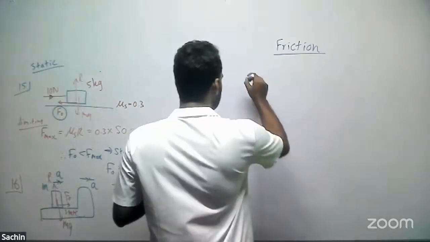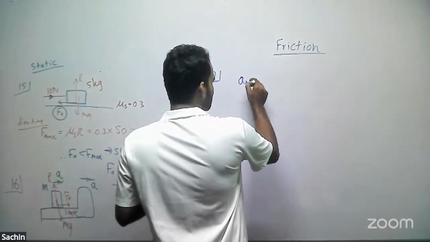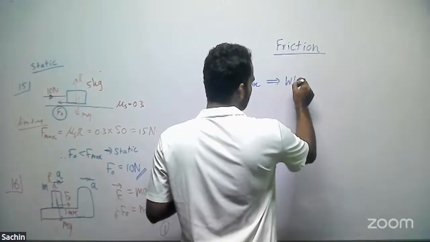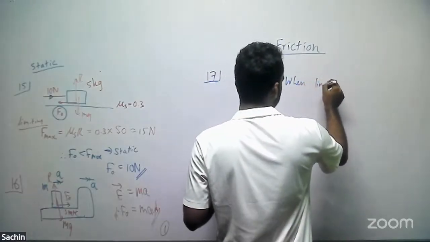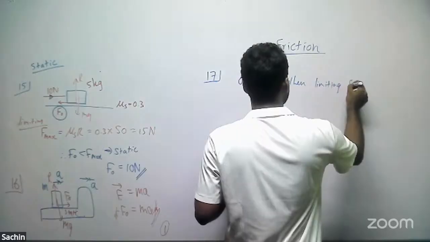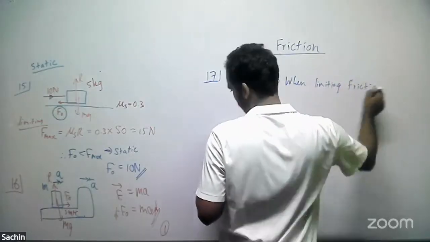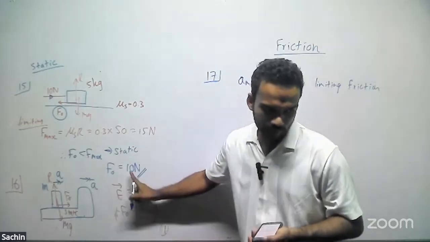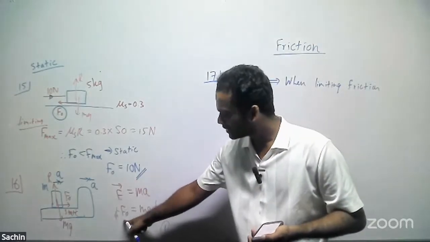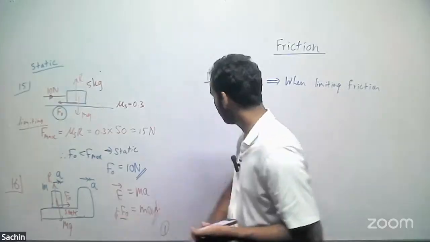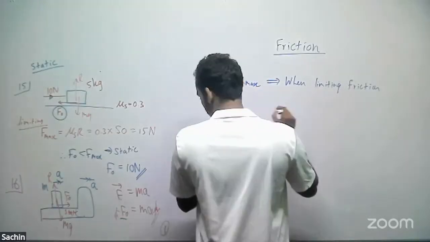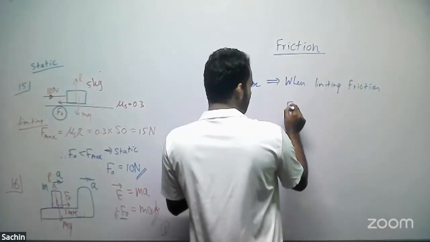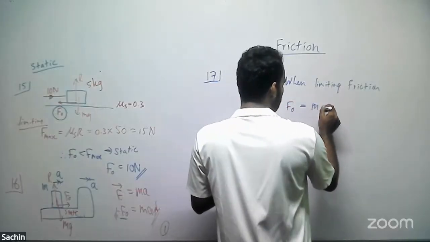So what should you understand? Maximum acceleration happens when limiting friction is there. You see, higher the acceleration, higher the required friction force. So the highest friction force which can exist is the limiting friction. Again, if you apply the equation, you can find this F should be equal to ma.